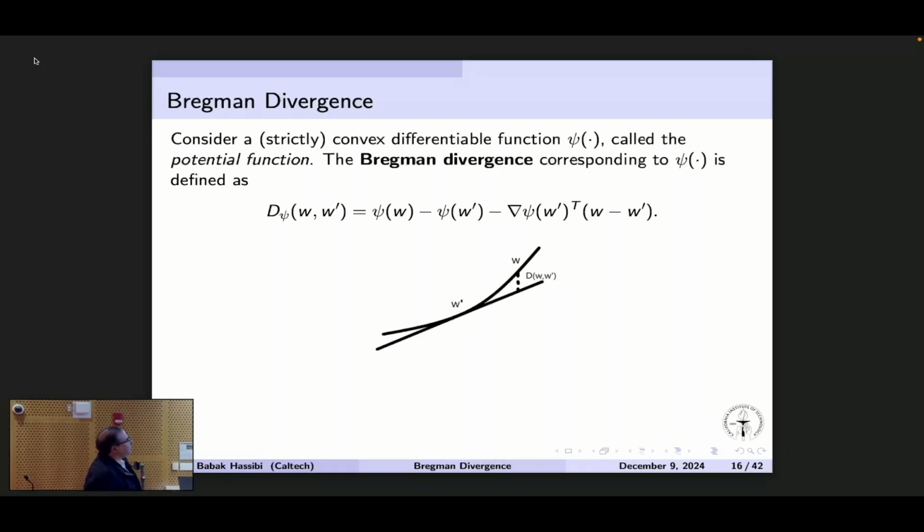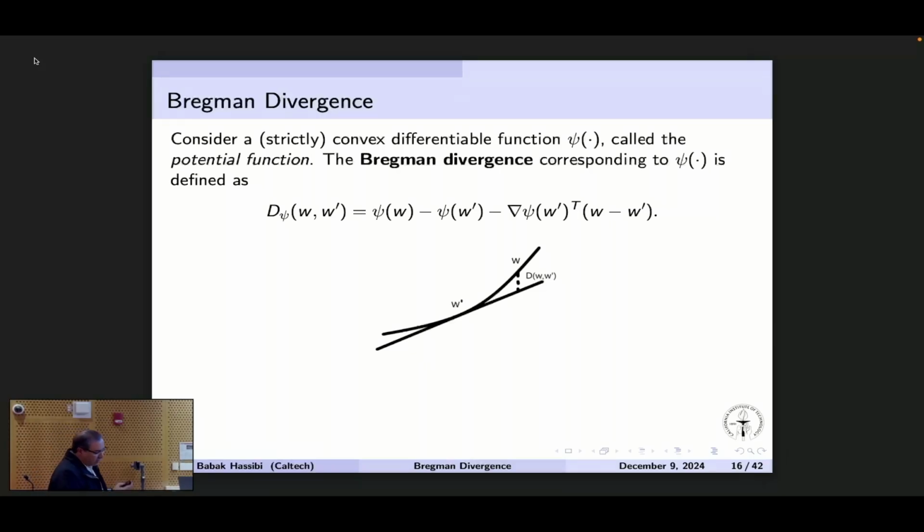And so the way you think of it is this is your, say, convex potential, it's some function. So I look at the potential at the first argument, and I subtract from it the best linear approximation to this function at the point w prime, at the second point. Okay, so I'm sitting at w prime, I draw this tangent to this convex function, and then I'm looking at the difference between the potential itself and its first order approximation.